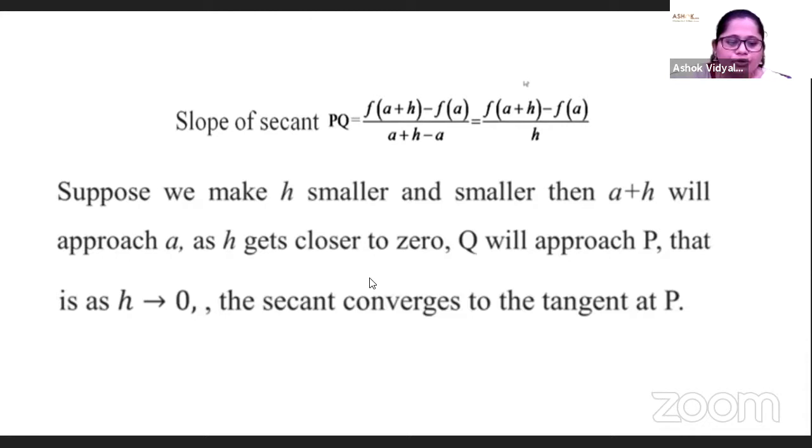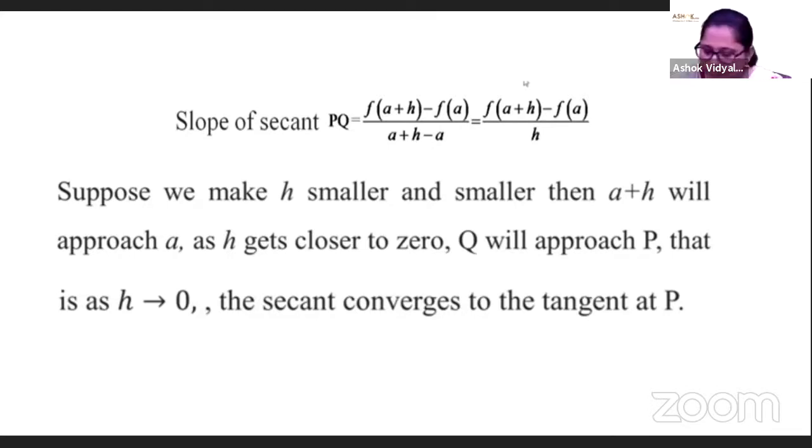Suppose we take h smaller and smaller. Then a plus h approaches a as h gets closer to 0. Q will approach P, that is, as h tends to 0, the secant converges to the tangent at P. That means point Q approaches point P, or point Q is closer and closer to point P. That is, h is not 0, but h tends to 0. The secant converges to the tangent at P.